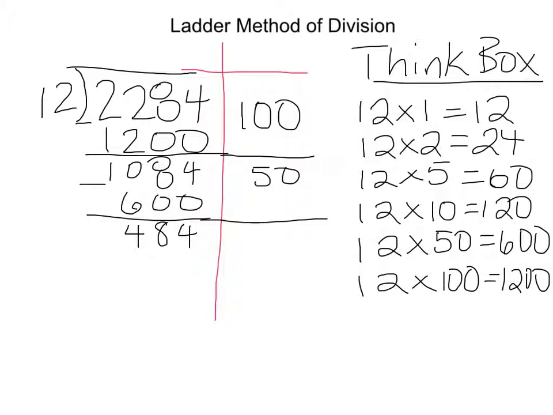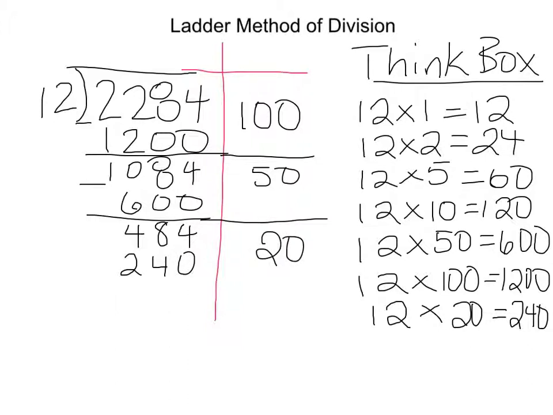I look down to my think box. I don't see an answer that's close to 400. 120 is the closest one without going over. Now I can choose to subtract 120, or I can choose to add another fact to my think box to make it a little bit quicker for myself. I'm going to add 12 times 20 into there, because I've already done 12 times 2, which was 24. And to do that, I just need to add a 0 to make it 240. And now I can subtract 240. And I've placed 20 into each group.